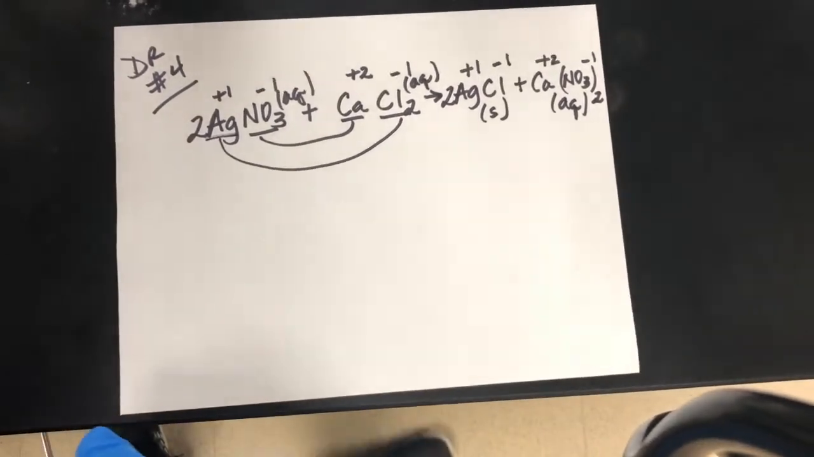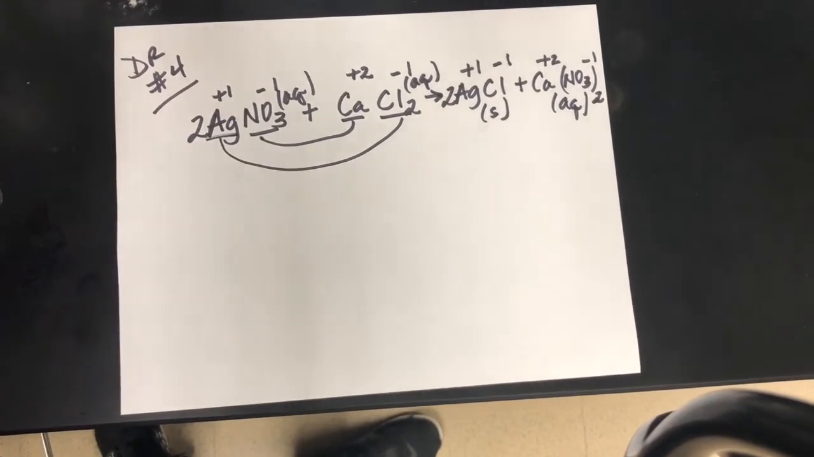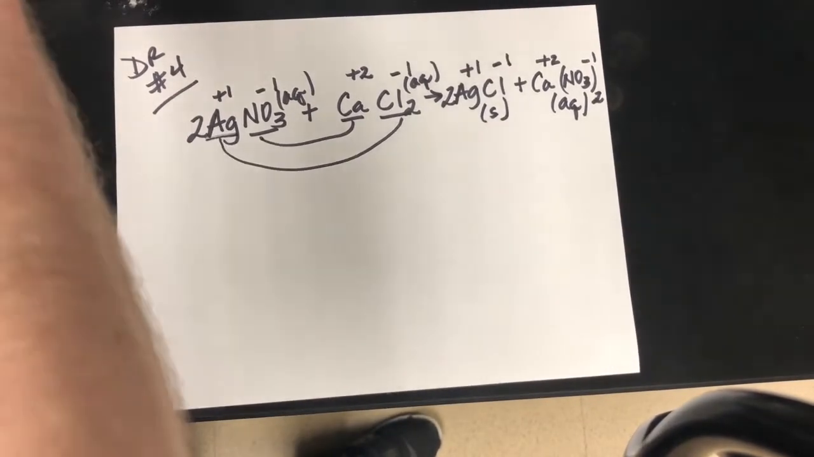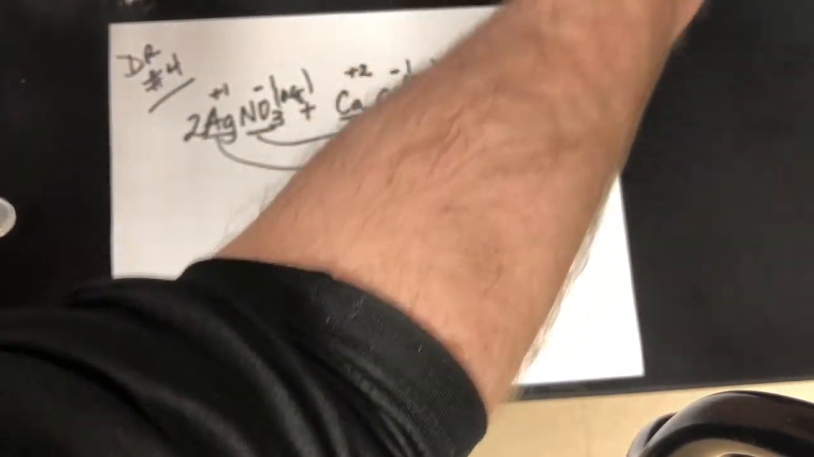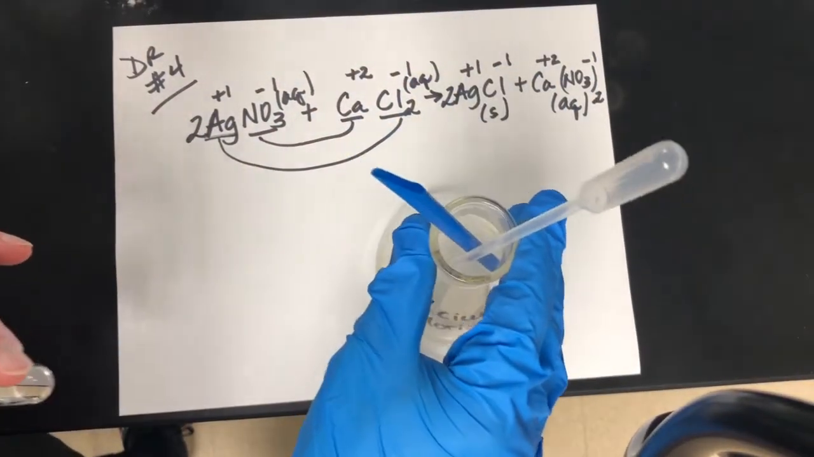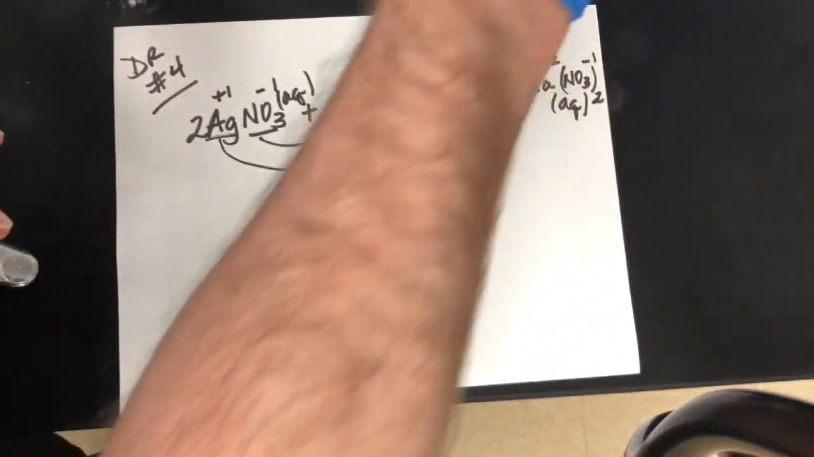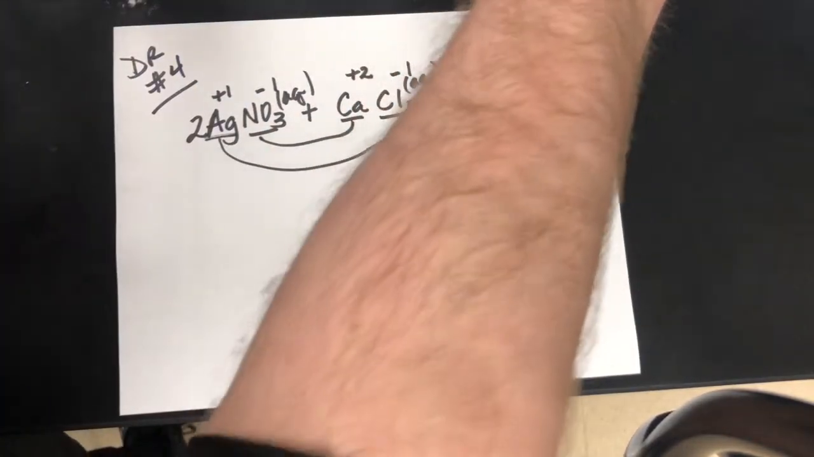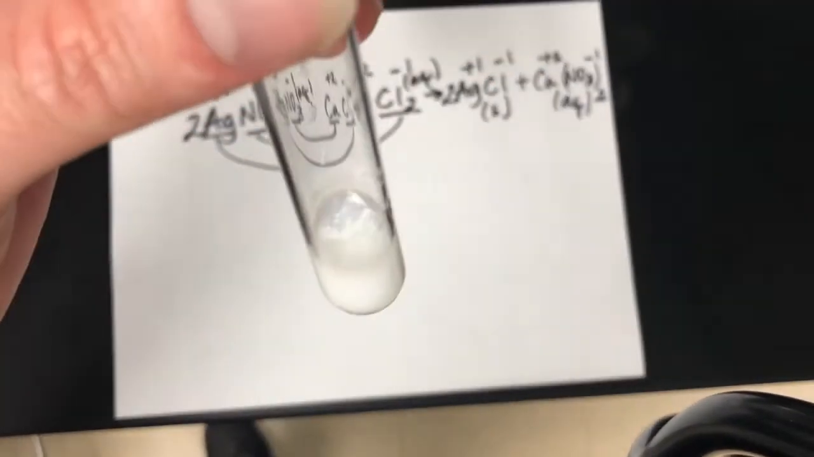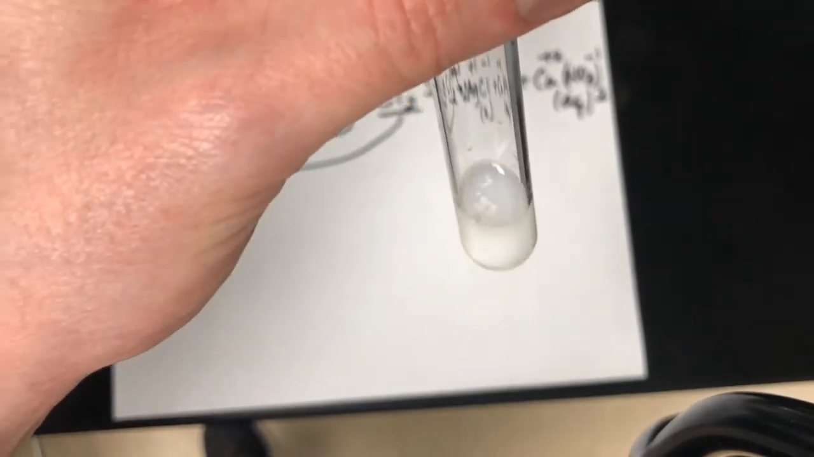Okay, so I'm going to take some silver nitrate. Squirt with that. And then I'm going to take some calcium chloride. So calcium chloride is a clear solution. Okay, I'm going to put a nice squirt of that. And like the last problem we did, you get a white precipitate that forms. Okay? So that's evidence of a chemical reaction right there.